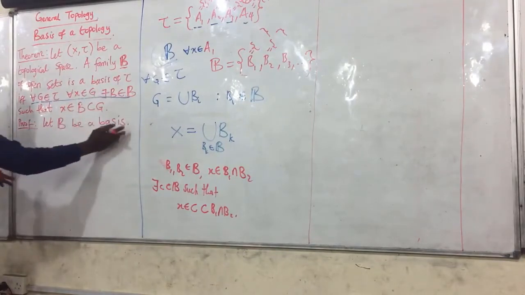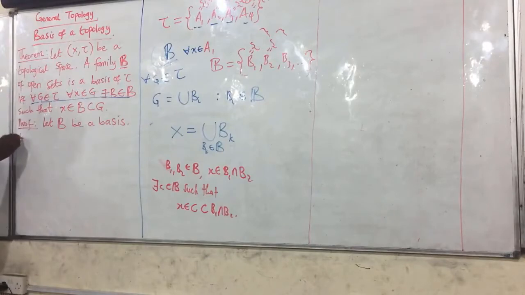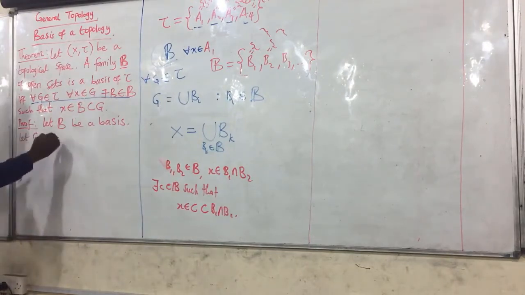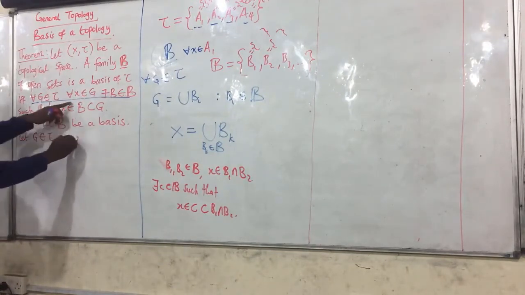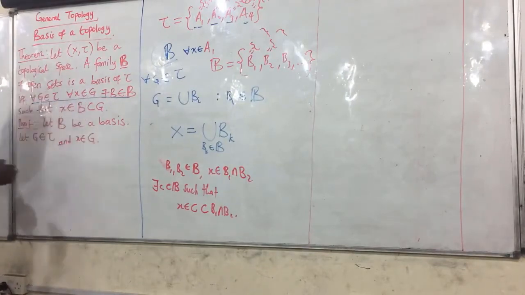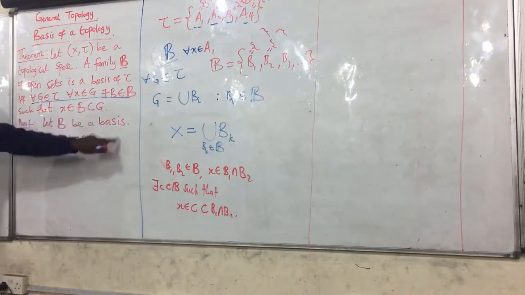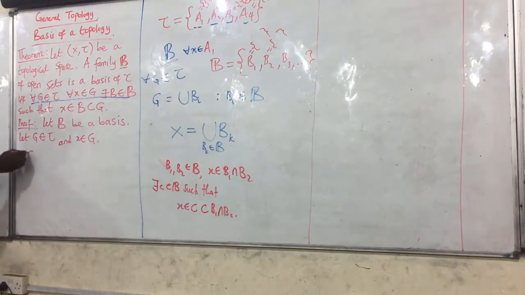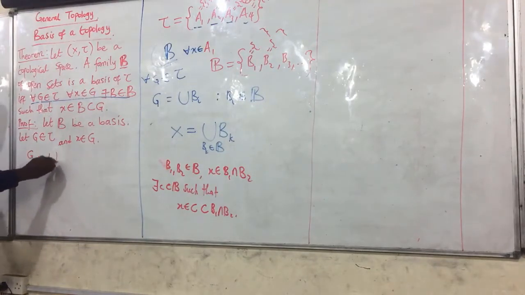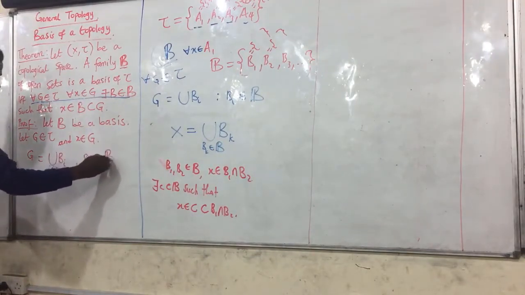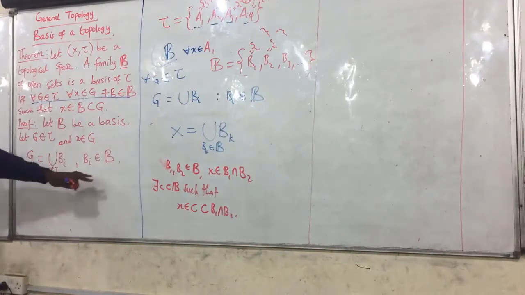So now let B be a basis, right? I will now say let G be in the topology, and S be in G. Do you get that? If G is in the topology and B is a basis for it, what does that mean? It means that G can be written as a union, isn't it, of Bi for i in I, where Bi belongs to the basis. That's from the definition of a basis, isn't it?